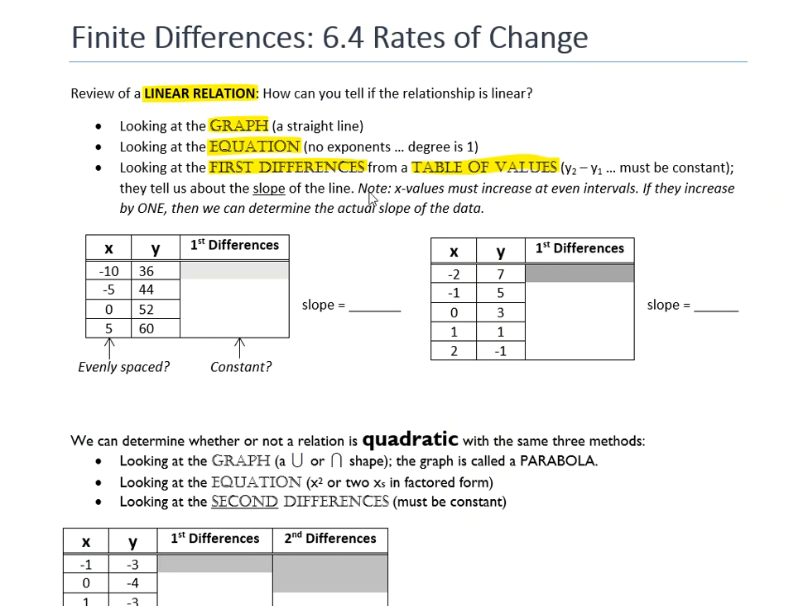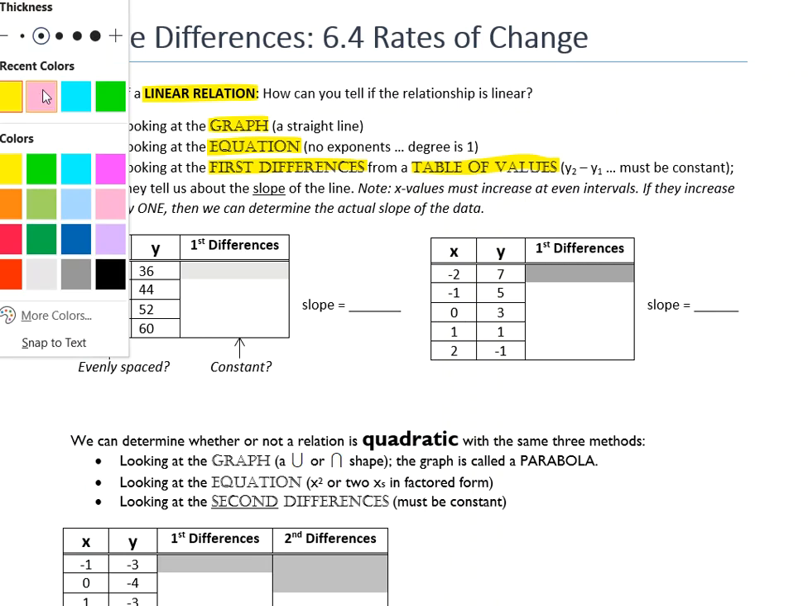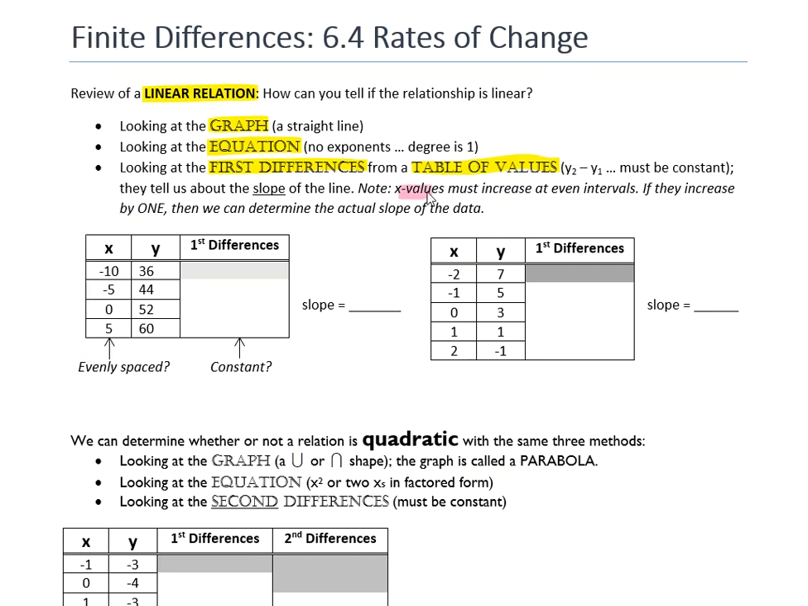Note something that's important: the x values must increase at even intervals. If they increase by 1, then we can actually find out the slope of the data. So looking at our first chart here, first of all, it's important that we look at the x values. They are increasing, going from negative to positive. Are they evenly spaced? Are they increasing by the same amount?